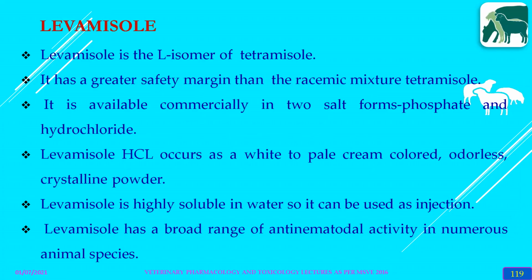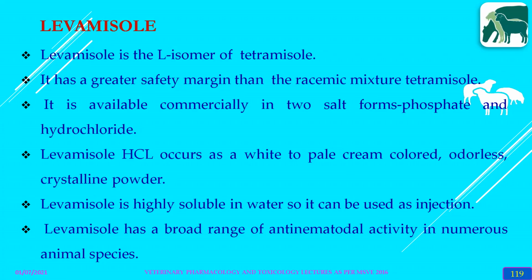Once upon a time, levamisole was one of the most popular anthelmintics, because it was also used as an immune stimulating agent. Levamisole hydrochloride occurs as a white to pale cream colored odorless crystalline powder. It is highly soluble in water, so it can be used as an injection. It is usually an injectable anthelmintic, but causes a lot of side effects in domestic animals.